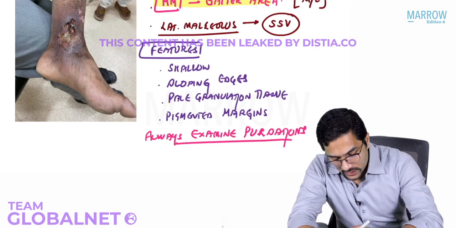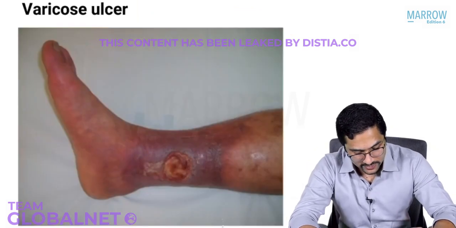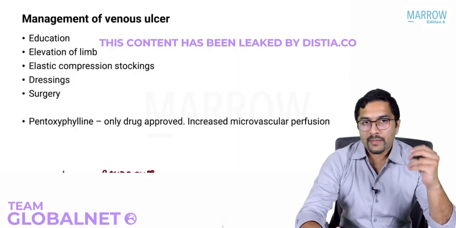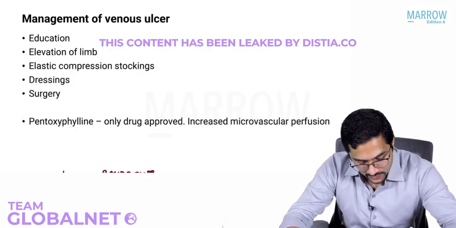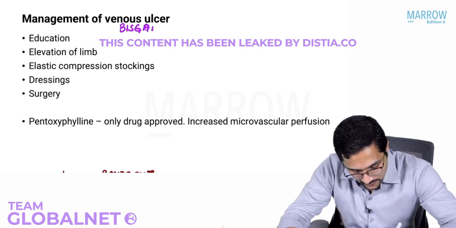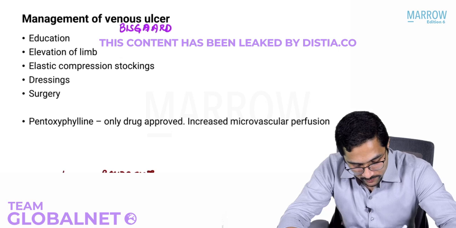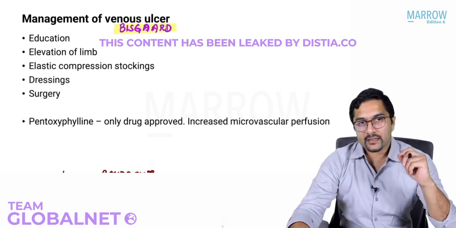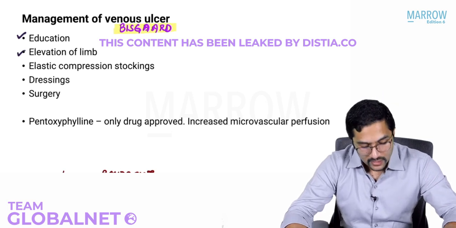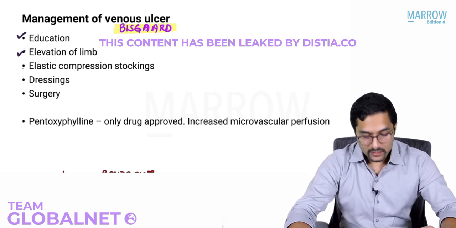Now, another patient of varicose ulcer, you can see another varicose ulcer. You can have recurrent varicose ulcers as well. Now, the management of venous ulcers or varicose ulcers is by the Bisgaard regime. And what does the Bisgaard regime say? The Bisgaard regime says that you have to educate the patient, tell the patient about his problem. Elevation of the limb has to be done.